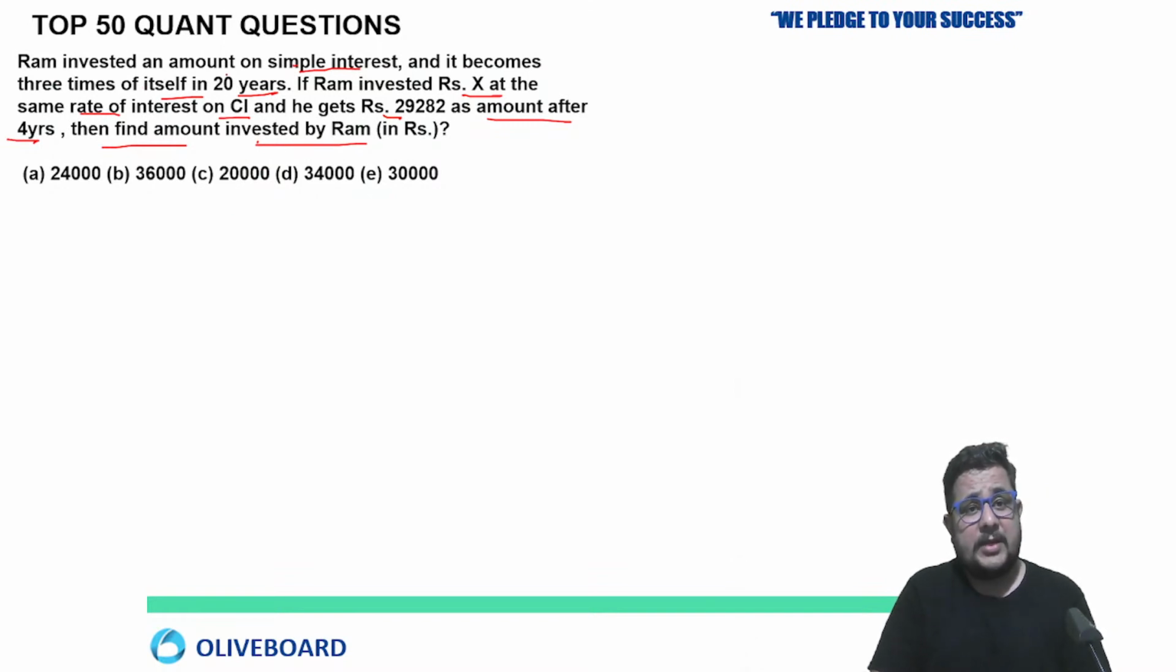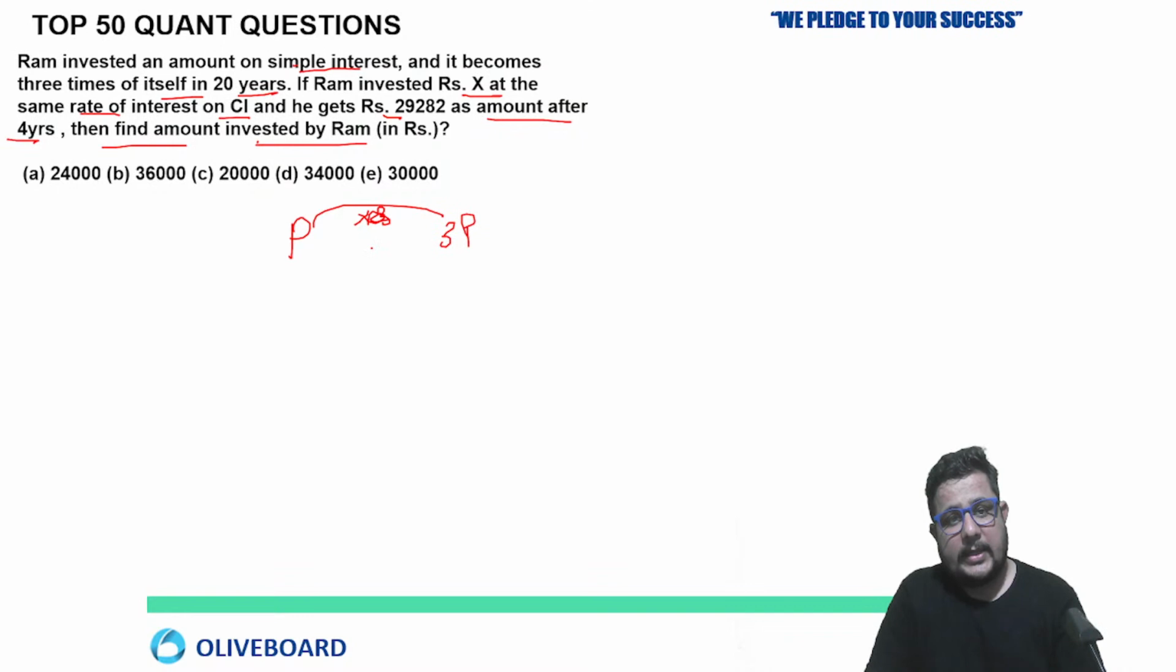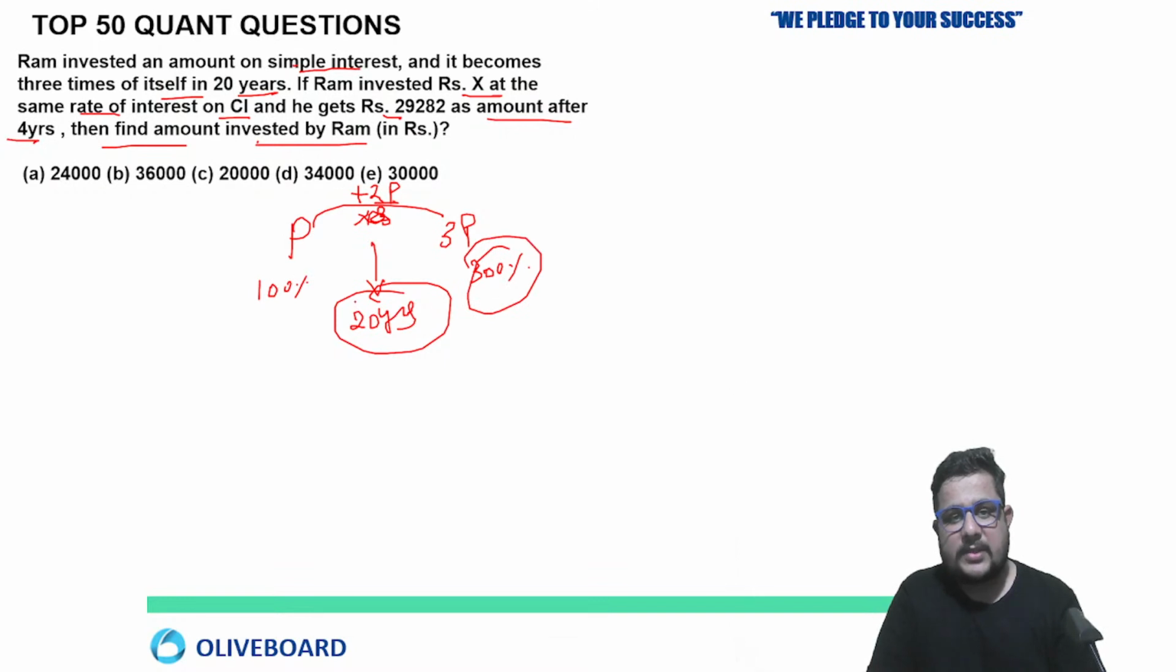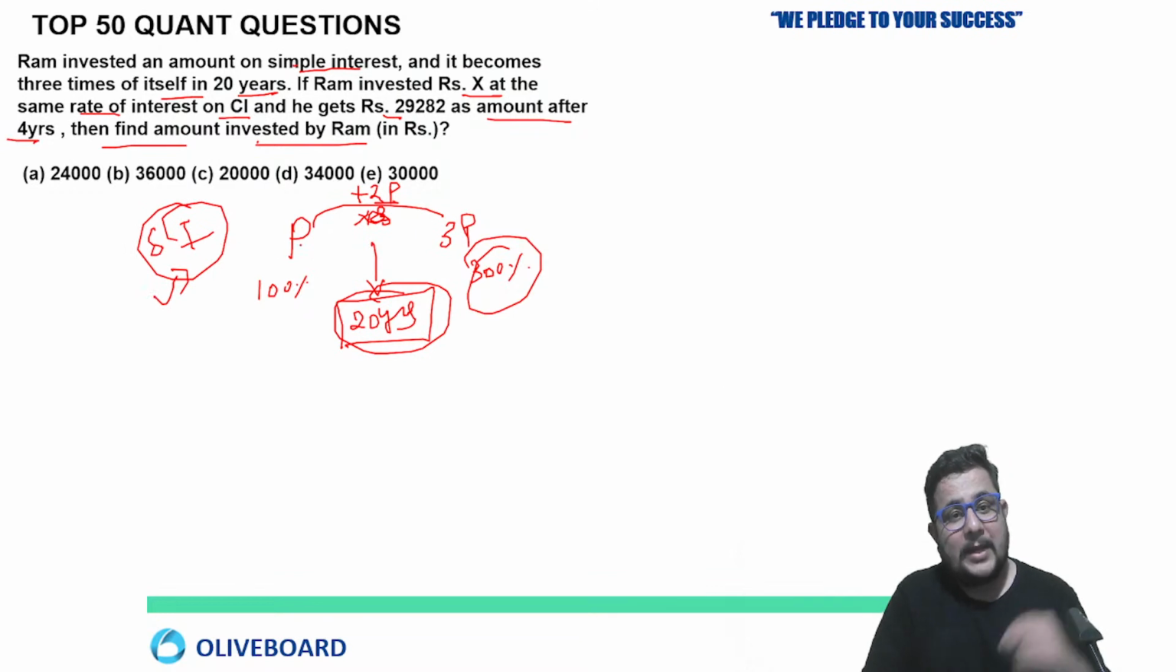What is given? Ram invested an amount on simple interest. Okay, so it becomes 3 times of itself in 20 years. If an amount P becomes 3 times of itself in 20 years, so there is an extra 2P, 2 times or not? Yes, from 100% it becomes 300%. So extra 200% you are getting in 20 years. And the rate of interest is on simple interest. Simple interest is going to be constant for each year then. So in 20 years 200%. So per year the rate of interest is going to be 10%.